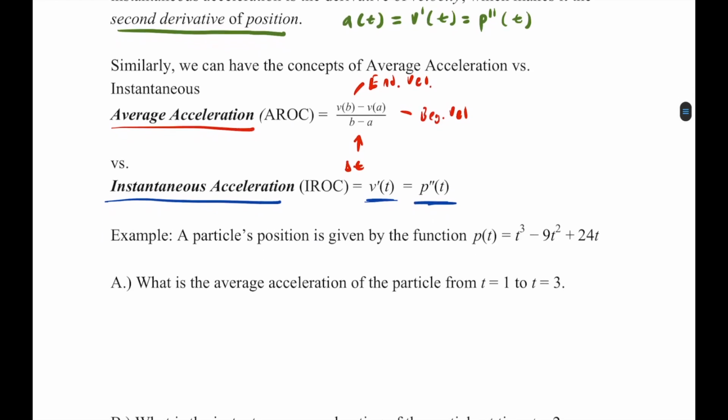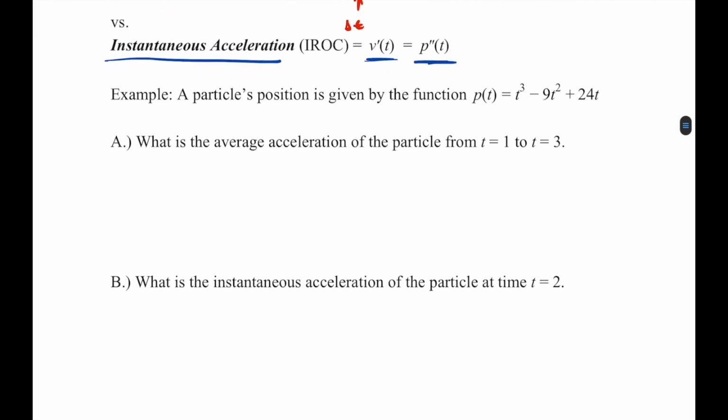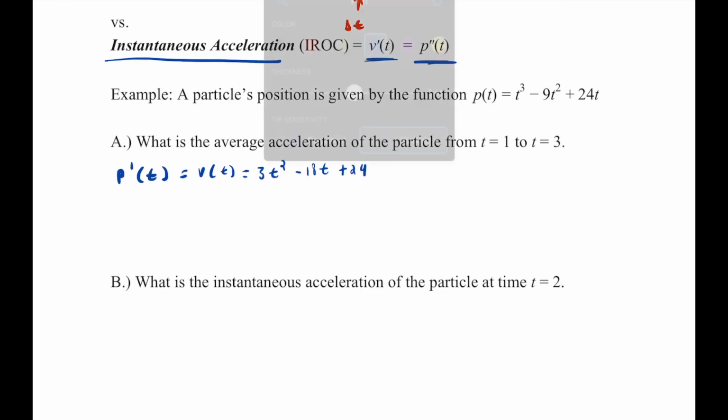So if I wanted to calculate the average acceleration of this particle, same equation here, well, I know that p prime of t from this last problem is equal to velocity, and that's, again, using the power rule, 3t squared minus 18t plus 24. If I wanted to find the average acceleration, well, I would need to do velocity at 3 minus velocity at 1 all over 2. So I would take this velocity function, right?